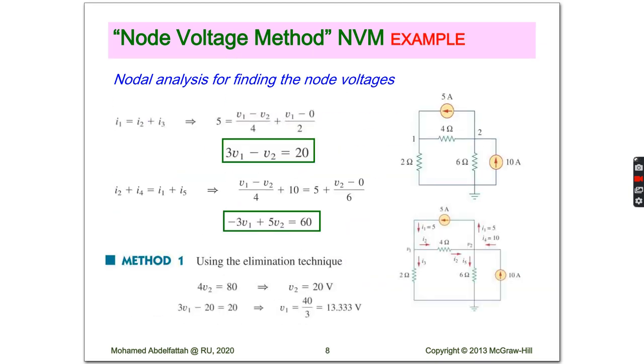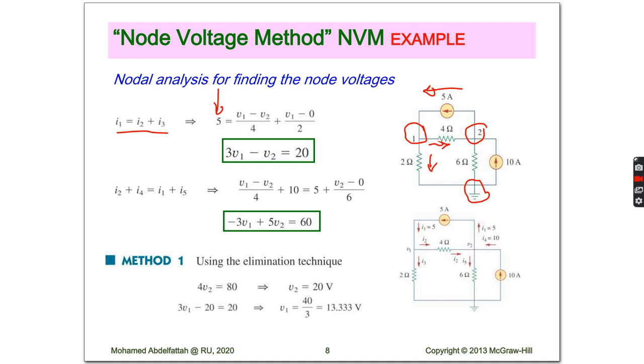Let's go to a numerical example here. We have one node as a reference here. And we found that we have two other nodes, which means we need to find two equations, one at each node. Let's apply it at node one. At node one, we have three currents, and one of them is 5 amps, which is entering the node. As you can see, currents entering the node equal currents leaving the node. So the 5 amp current is entering the node, and we have two currents leaving the node.